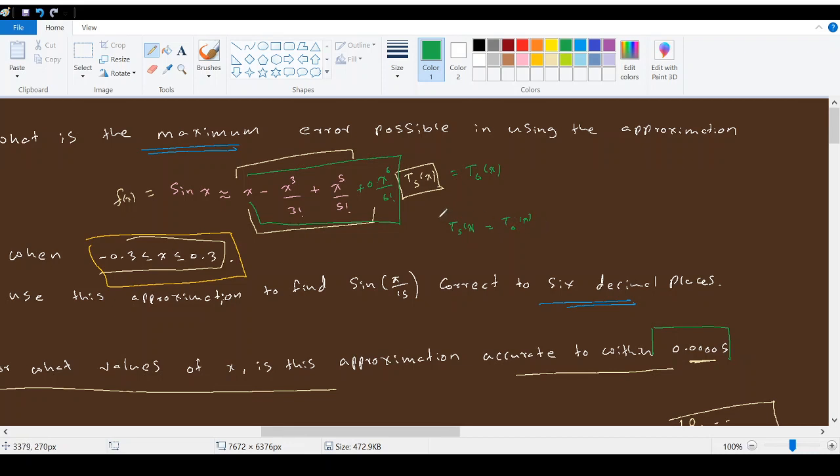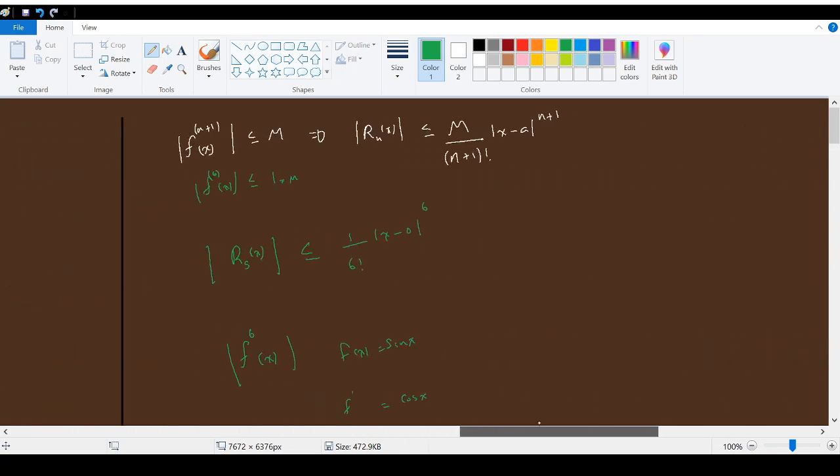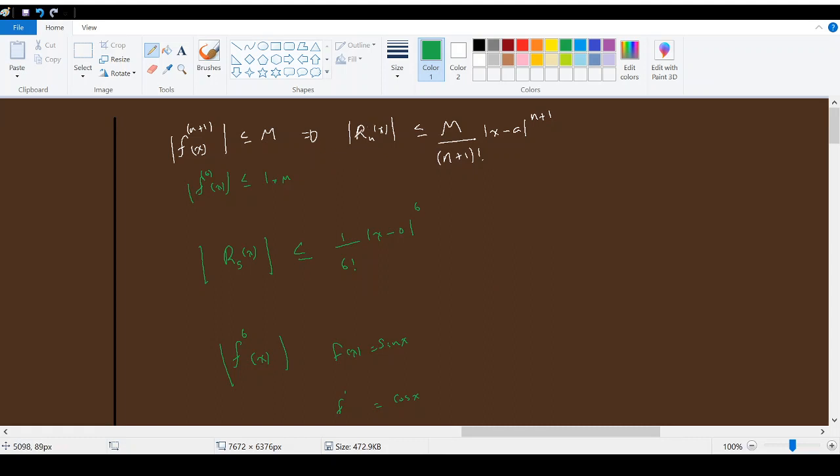So as we have this relationship, finding the R5 is the same as finding the R6, right? That is the remainder of the 6th degree Taylor polynomial. So we can adopt R6 in our inequality. Therefore, to calculate R6, we will need F7, right?